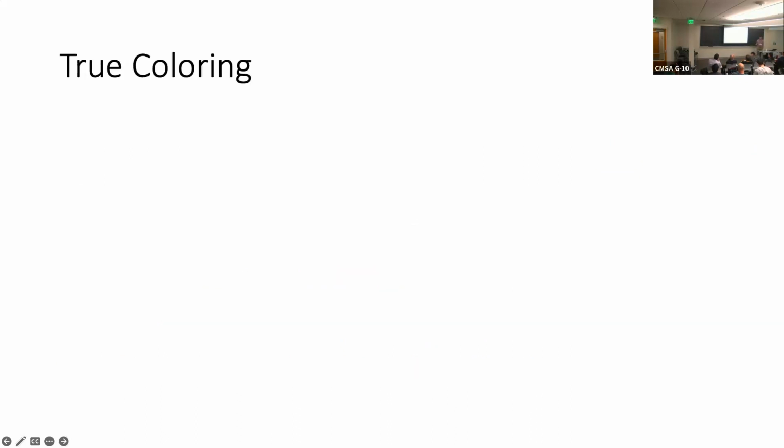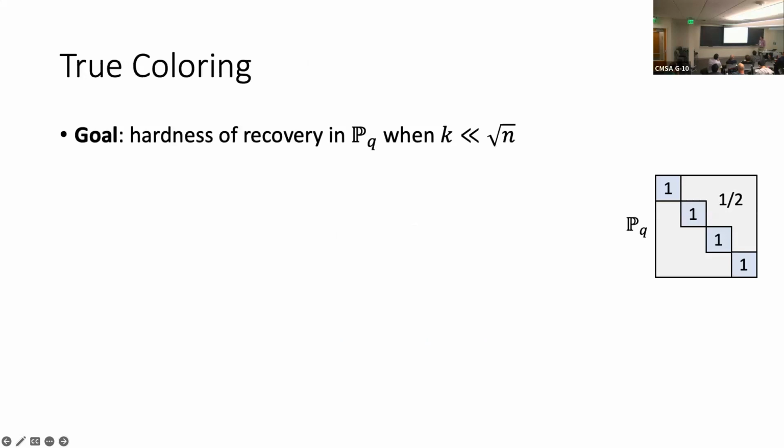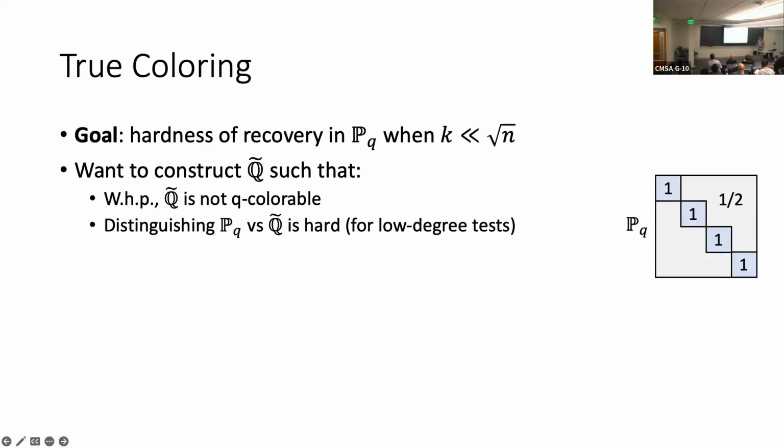So let's talk now about the actual coloring problem. Just to remind you, we're given a graph that does have this planted structure. We want to argue that it's hard to recover these cliques. And I'm going to try to follow this outline from before. I want to construct some null distribution that's not Q colorable, but that is hard to tell apart from this. And by hard to tell apart, I mean I'm only going to hope to prove this in the low degree sense.